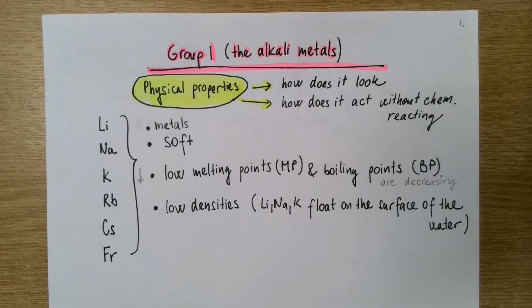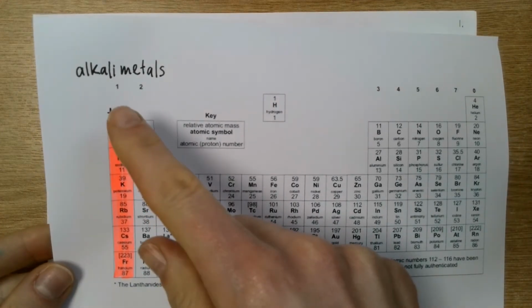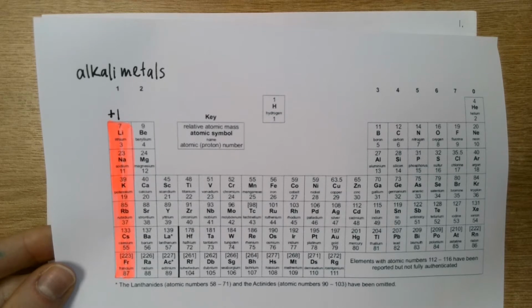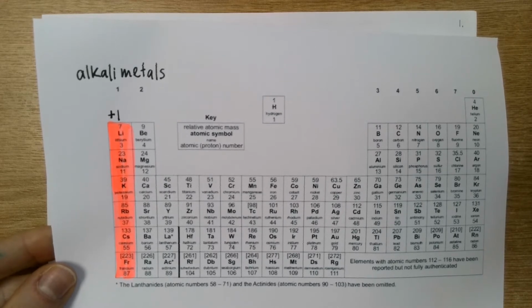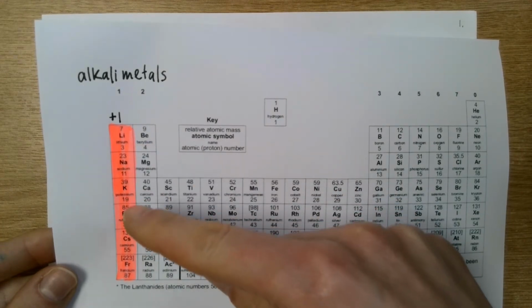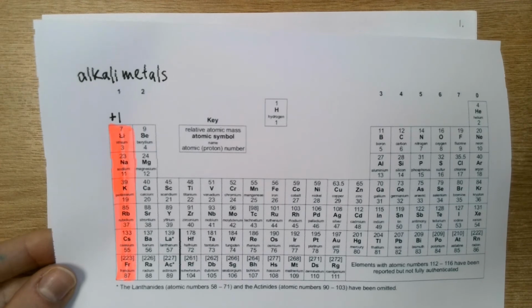Group 1 metals, the alkali metals. The group 1 metals are on the left side of the periodic table. Okay, and they are called group 1 metals because they all have one electron in their outer shell. So I'll just talk through them. So it's lithium, sodium, potassium, rubidium, cesium and francium as we're going down the group.